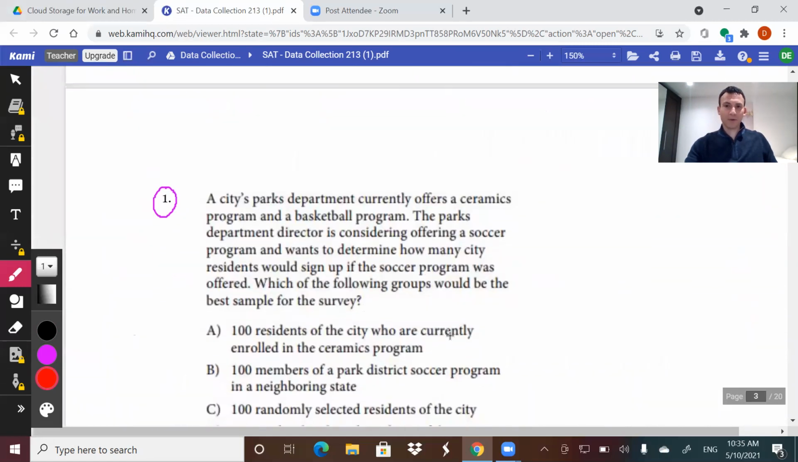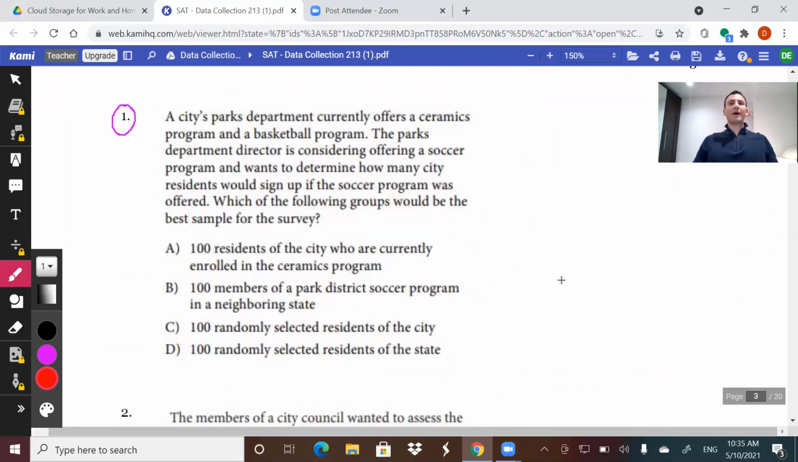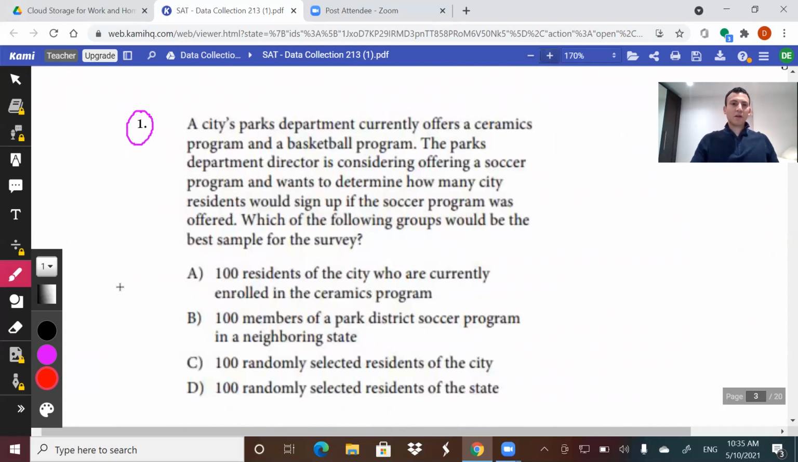But let's do some problems. Okay, so let's figure out why this first one is biased. So a city parks department, I'll make this a little bigger. A city parks department currently offers a ceramics program and a basketball program. The parks department director is considering offering a soccer program. So he or she wants to offer a third program and wants to determine how many city residents would sign up if the soccer program was offered. Which of the following groups would be the best sample for the survey?